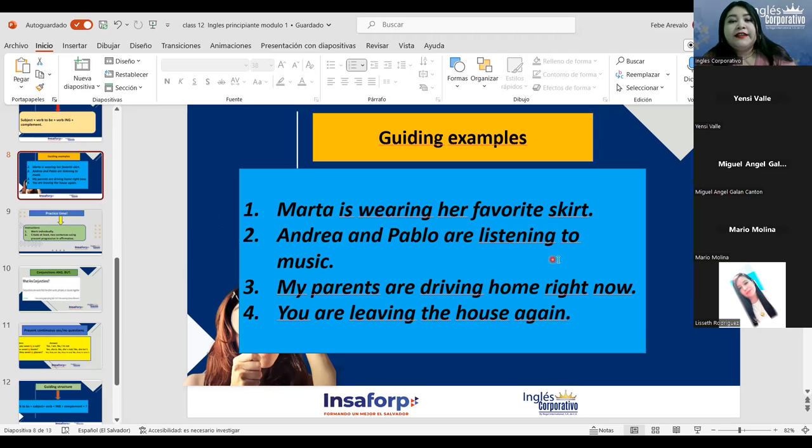Andrea and Pablo are listening to music. Andrea y Pablo están escuchando música, right? My parents are driving home right now. Mis padres están manejando hacia la casa ahorita. Yes, but this is present progressive.